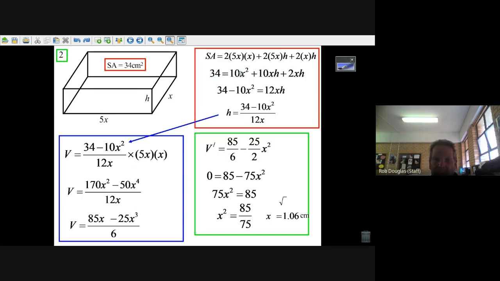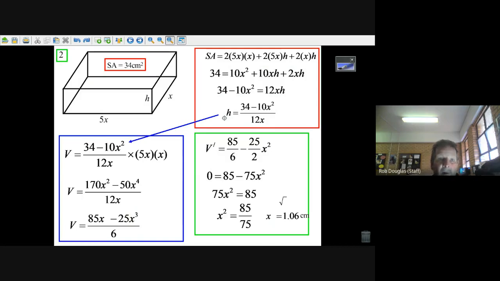We go 34, we take away 10x squared. This 10xh and 2xh makes 12xh there. Now we want to get h by itself, so we just divide by that 12x. And there we've got a way of writing h.